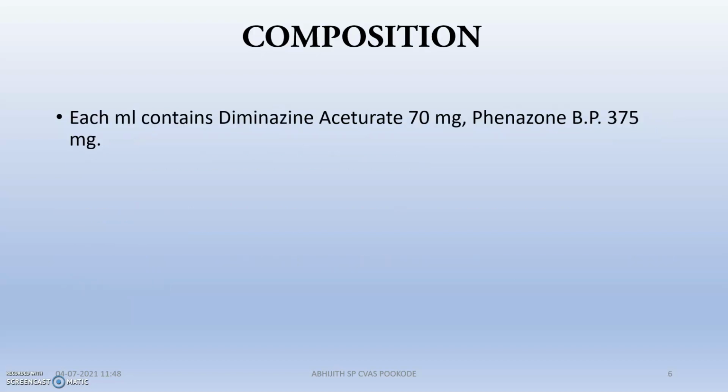So we will be moving to the composition in the vial. Each ml of Berenil contains 70 milligram of dimenazine acetate. We have to focus on the 70 milligram per ml.